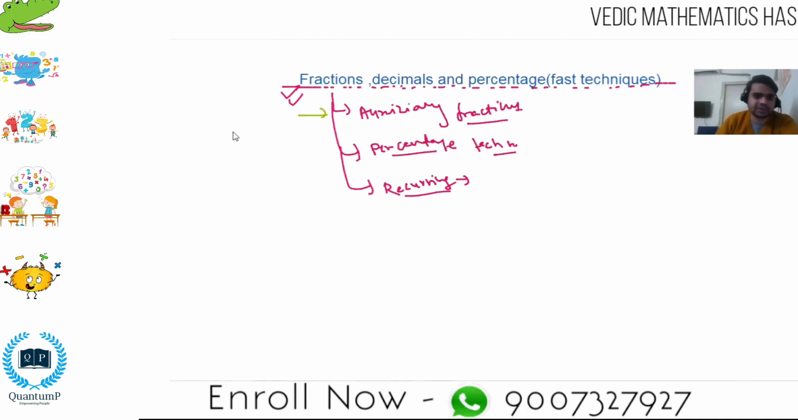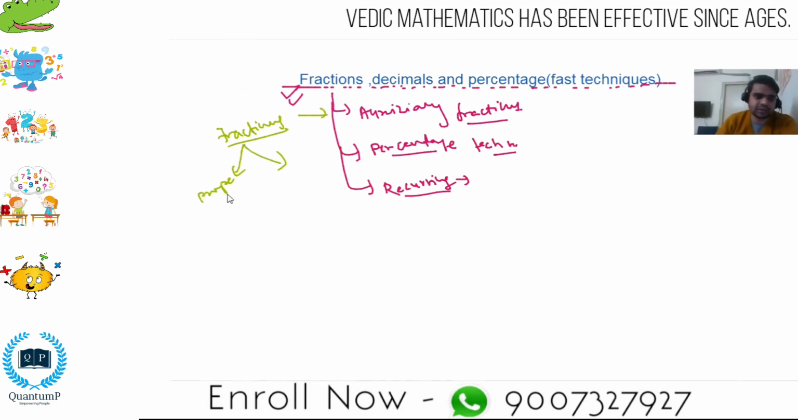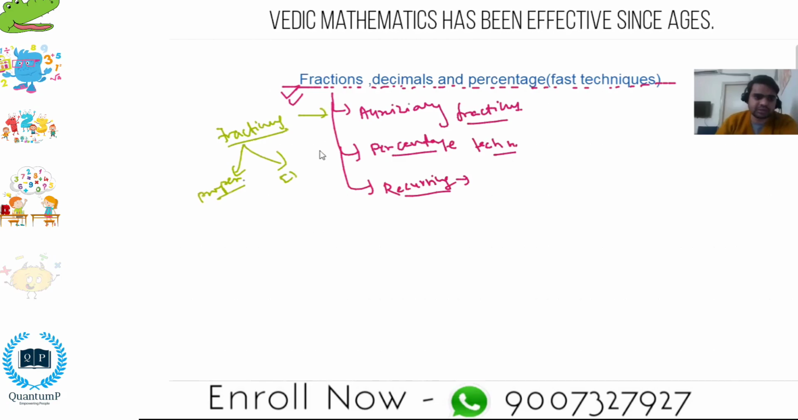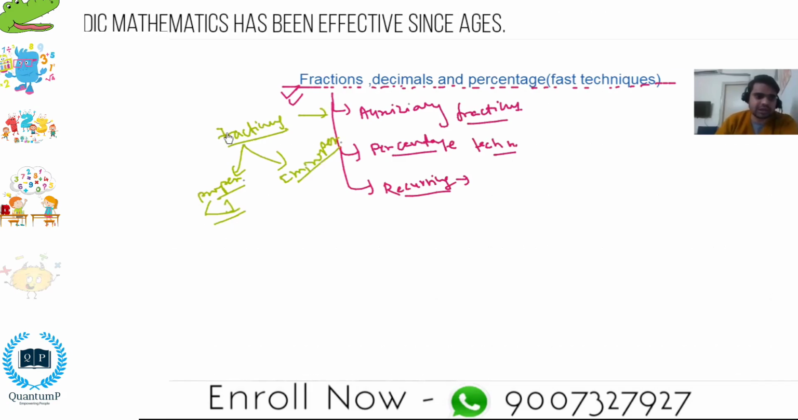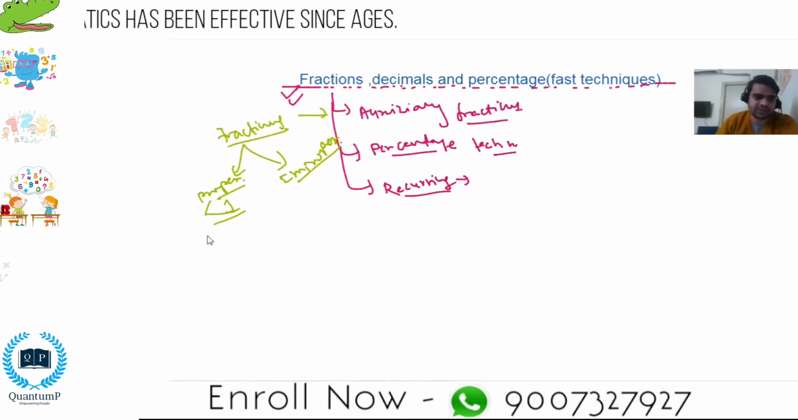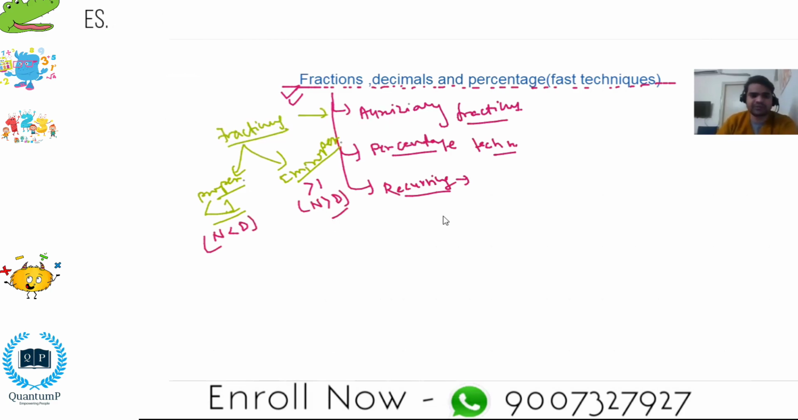When we talk about fractions, they are generally of two types: proper fraction and improper fraction. The proper fraction is less than 1, and the improper fraction is greater than 1. Why? Because in the proper fraction the numerator is less than the denominator, and in the improper fraction the numerator is greater than the denominator. So think about a fraction like 5 by 7. Obviously it's a proper one.